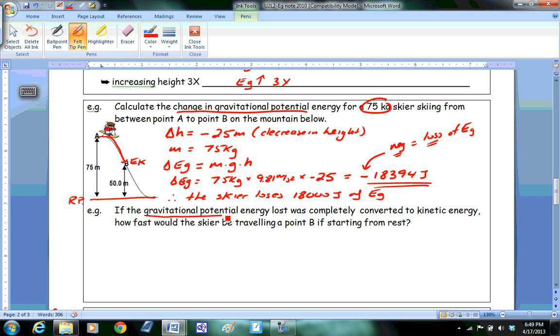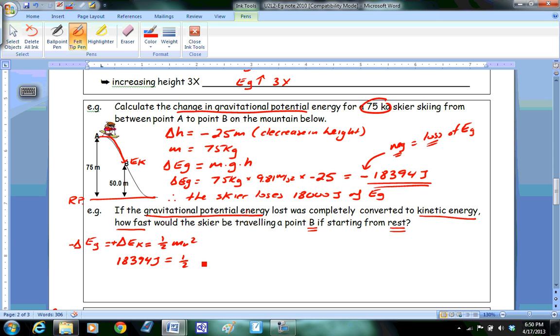So if the gravitational potential energy was completely to convert to kinetic energy, how fast would the skier be traveling at point B if starting from rest? Here's what we know. I know that my EK is going to come from my EG loss. So the loss of EG is going to equal the gain in EK, and that's equal to 1/2 mv squared. If you recall, the loss of EG was 18,394. So that's how much EK I gain.